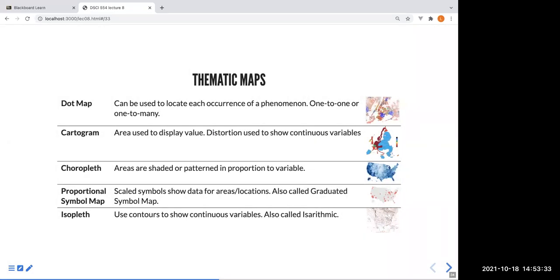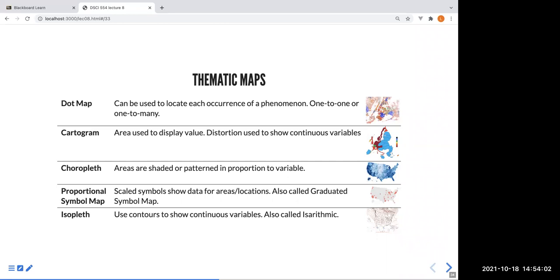The maps that we call thematic these days are formed in these 4 or 5 categories. So we discussed the dot map. Here you see an example of a dot map with a color encoding that is either based on value or the count that is associated with each one of the dots.